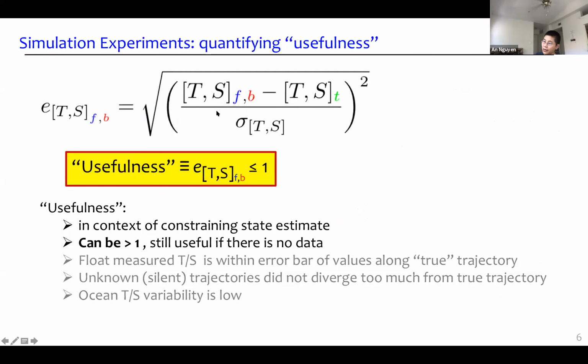The errors are quantified as follows: the temperature and salinity from the trajectories, subtract the true trajectory temperature and salinity, weighted by the uncertainty related to the temperature and salinity in the model. So it's a combined model-data error. When that error is less than or equal to 1, we quantify that as useful for constraining the state estimate. When it's larger than 1, the information is less useful. But I should emphasize that it can still be very useful if there's no data wherever the float has gone, because when you don't have data, any measurement, even within plus or minus 2 or 3 standard deviations, can be useful.